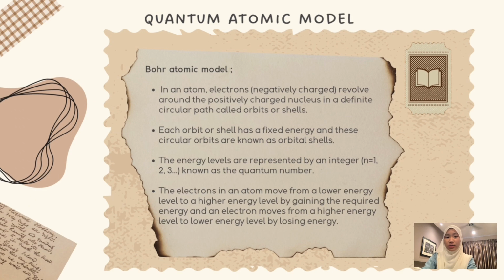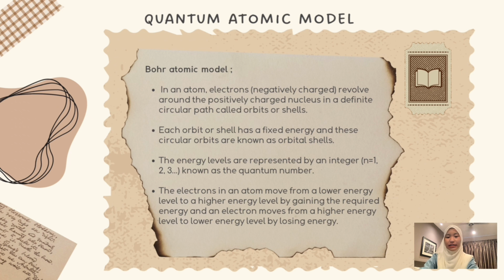First of all, the quantum atomic model we use is the Bohr atomic model. This model explains that in an atom, the electrons that are negatively charged revolve around the positively charged nucleus in a definite circular path called orbits or shells. Each orbit or shell has a fixed energy, and the circular orbits are known as orbital shells. The energy levels are represented by an integer, such as n equal to 1, 2, 3 or more, also known as the quantum number.